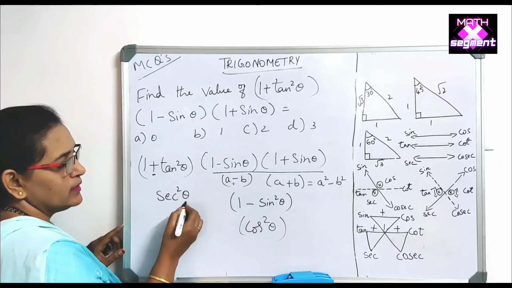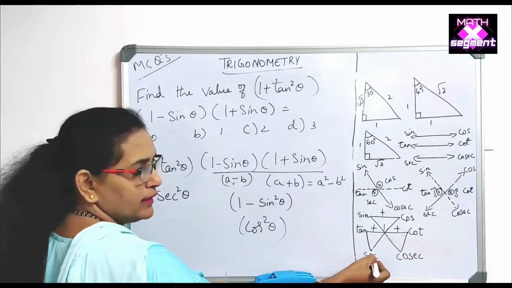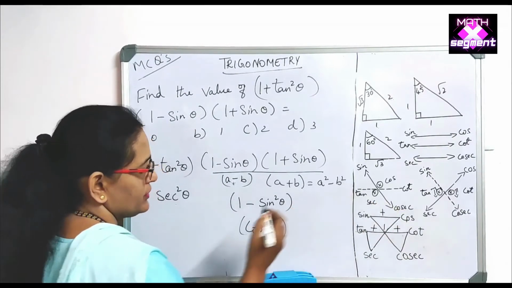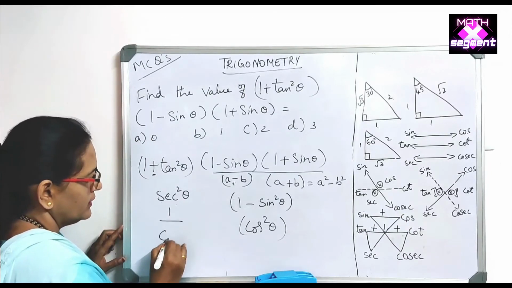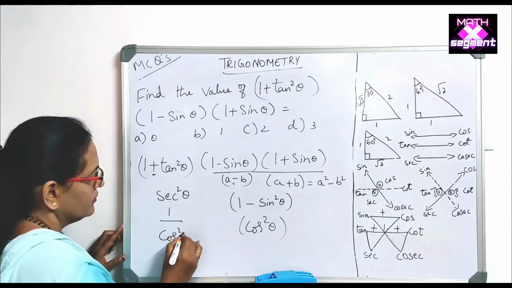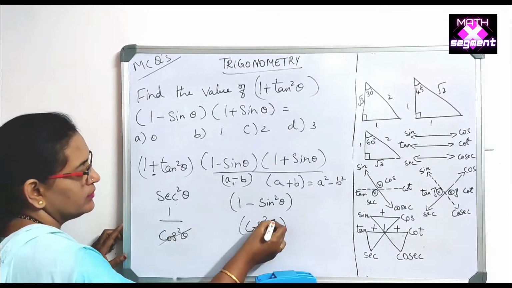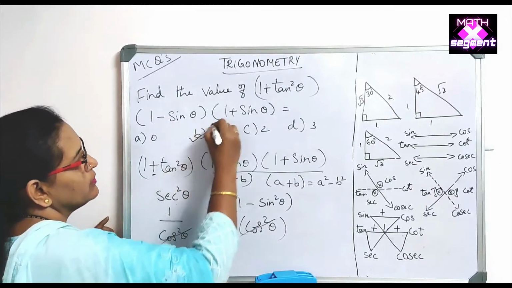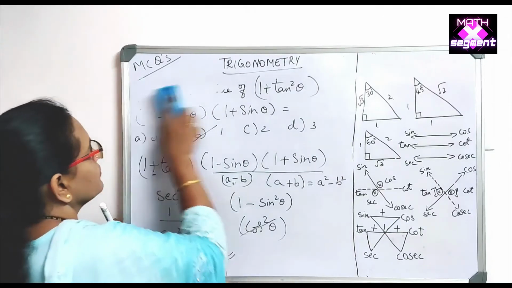That means secant square theta. If I take secant square theta, take the inverse ratio. Secant square theta is nothing but 1 divided by cos square theta. So it is 1 divided by cos square theta. So this cos square theta and this cos square theta will cancel. It is 1. So the answer is 1. B option is the correct answer.